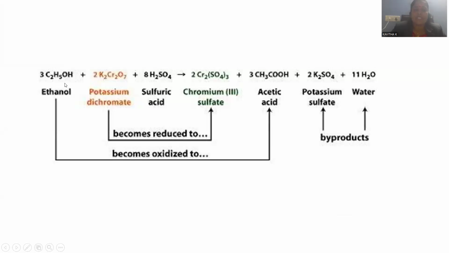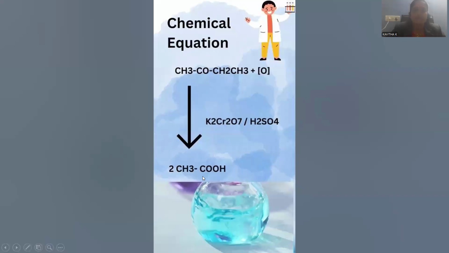And this is the simplest example in organic chemistry. You can see ethanol, that is C2H5OH. K2Cr2O7 is the oxidizing agent to be added. H2SO4 is the medium for facilitation of the reaction. The expected products will be Cr2(SO4)3, that is chromium sulfate, and acetic acid is the expected oxidized product of ethanol. Acetic acid is the product, and K2SO4, potassium sulfate, and water will be the byproducts generated.